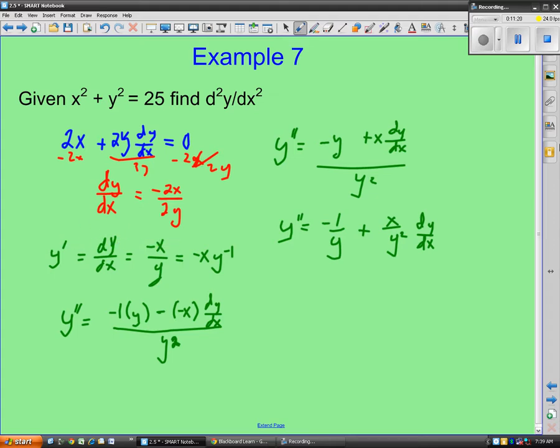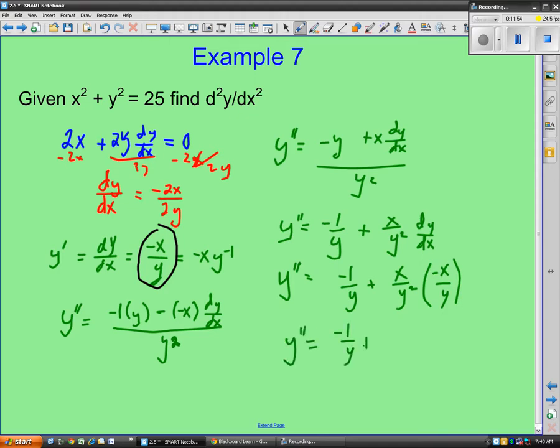And so that's basically what I'm going to do, is I'm going to plug in negative x over y for my dy/dx. And so at this point I end up with my y double prime being -1 over y plus x over y squared times -x over y. And so I can then get this all kind of together, and so y double prime equals -1 over y plus, or actually minus x squared over y cubed.